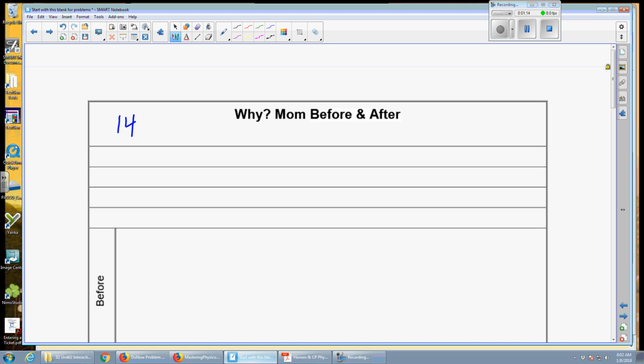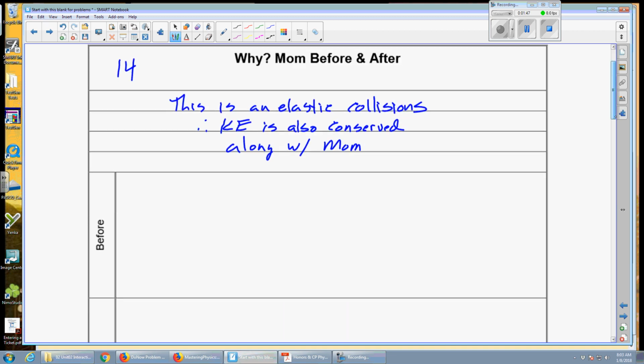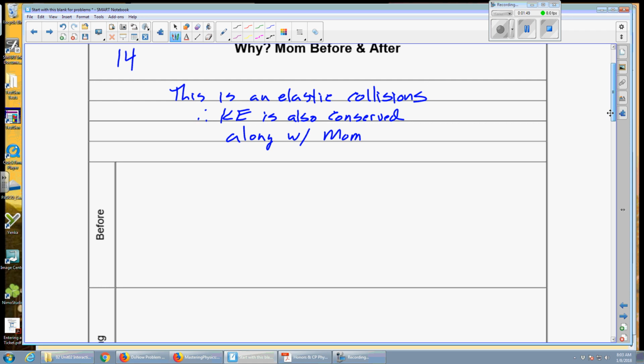And in the writing, I might put: this is an elastic collision. Therefore, kinetic energy is also conserved along with momentum. Something just to show that I understand the ramifications of it being an elastic collision.